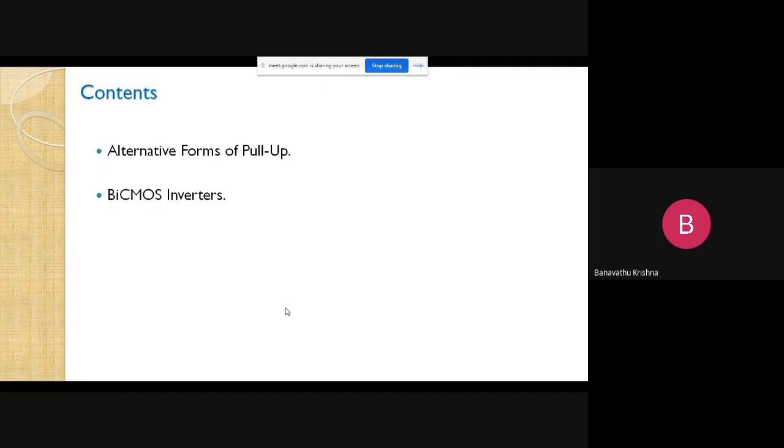What are the problems we are facing in the BiCMOS inverter in each state, and how can we improve that drawback we are facing in each concept, that is improving our BiCMOS inverter circuit, right? And alternative forms of pull-ups.